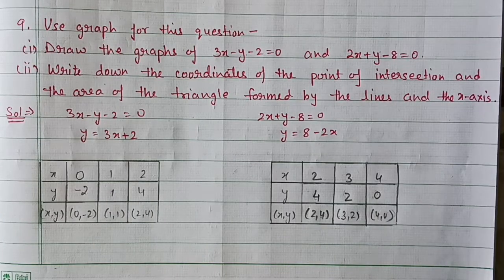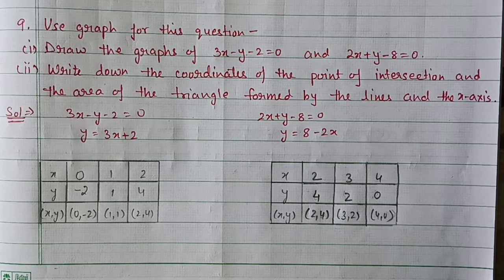Next, the ninth question. Use graph for this question. Draw the graph of 3x minus y minus 2 equal to 0 and 2x plus y minus 8 equal to 0. Write down the coordinates of the point of intersection and find the area of the triangle formed by these lines and the x-axis. First, for both lines we will take 3 plotting points. For the first line I have taken 0 comma minus 2, 1 comma 1, 2 comma 4, and for the second line 2 comma 4, 3 comma 2, 4 comma 0.